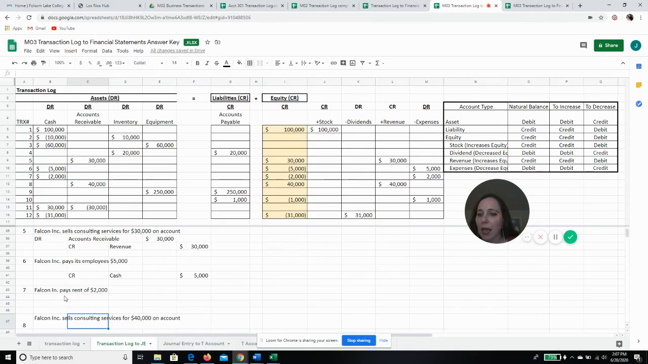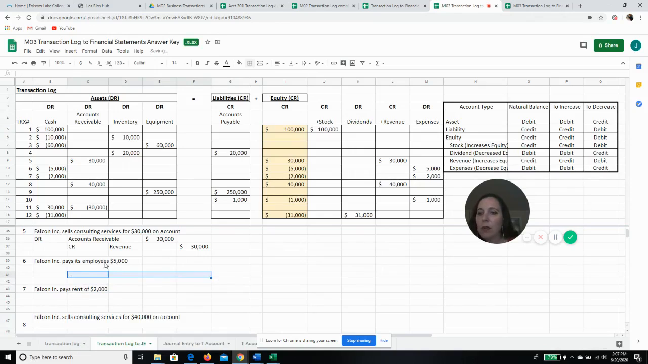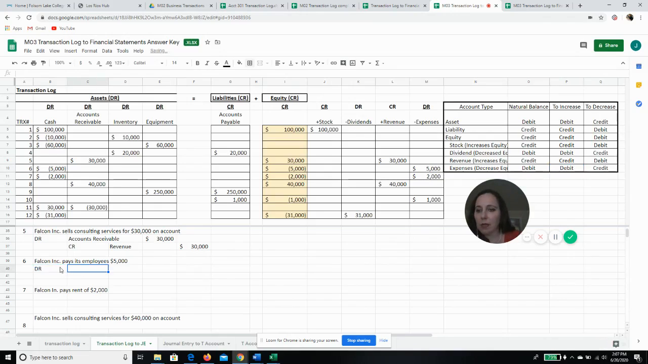Moving on. We're going to pay, wait, got ahead of myself. All right. We're going to pay our employees $5,000. So this is transaction 6. So we're going to decrease cash and increase expenses. So let's start with the expense. You can start with either one. I just happen to know this is going to be the debit side, and I like to start with my debits, but you can do it either way. So we're going to increase expenses, $5,000. So our expenses increase with a debit. So I'm going to debit expenses for $5,000.